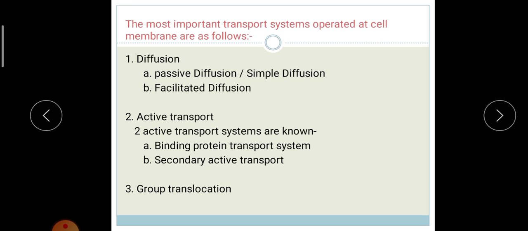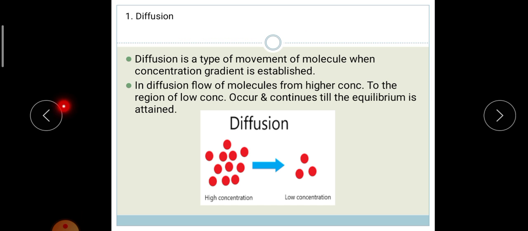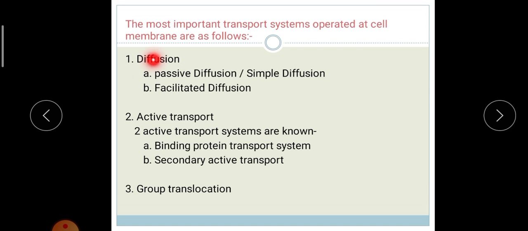The most important transport systems operated at the cell membrane are as given below. First one is the diffusion. Under the diffusion, we are going to see two types of diffusion. First one is passive diffusion, also known as simple diffusion, and second one is facilitated diffusion. And second is active transport. Under the active transport, two systems are known as binding protein transport system and secondary active transport. And third we are going to see is group translocation. From that, today we are starting with the first one, diffusion.